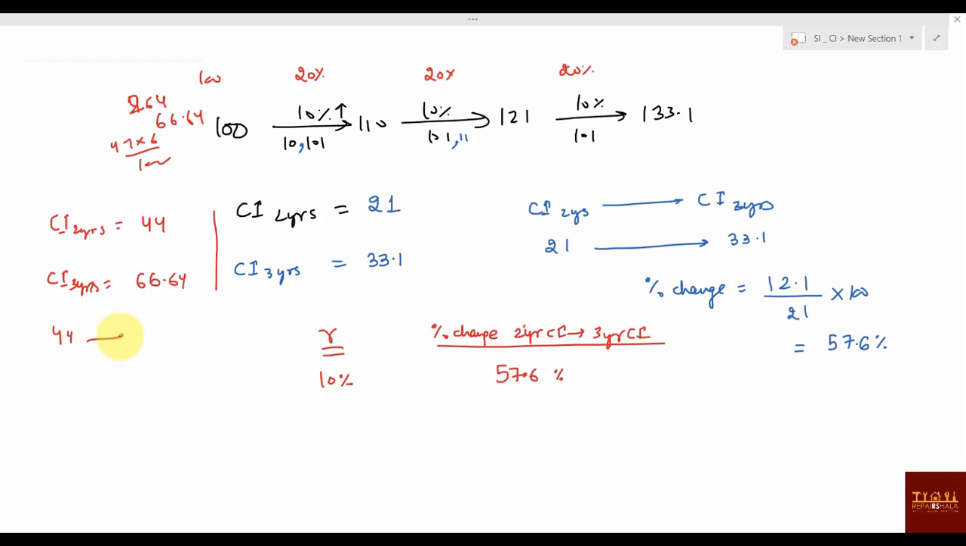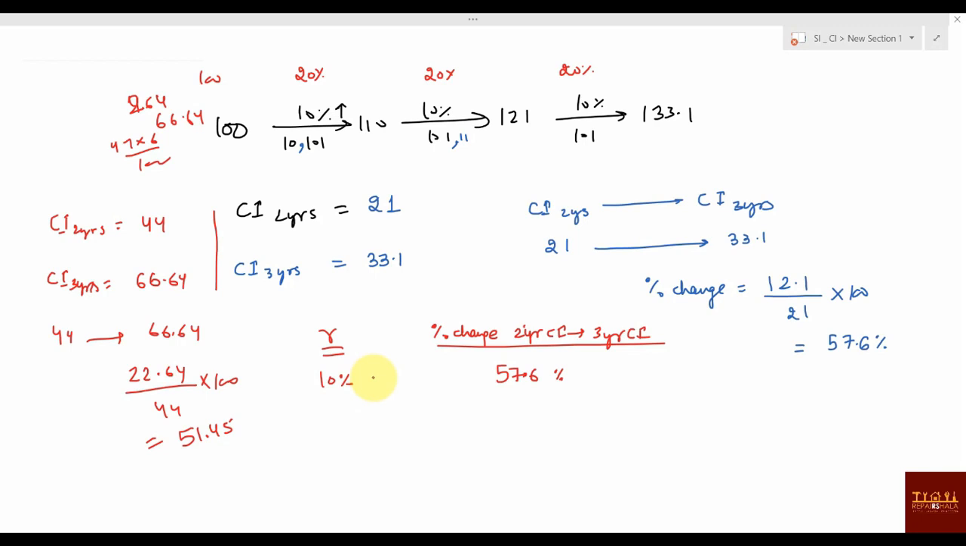Check from 44 to 66.64, how much increment is happening? You can say this is 22.64 divided by 44 into 100. Check how much increment is happening. Fine. I just want to give you one pattern. 22.64 divided by 44 is 51.45, right?